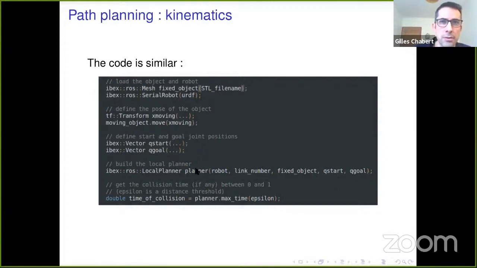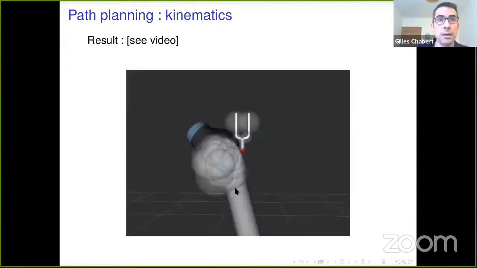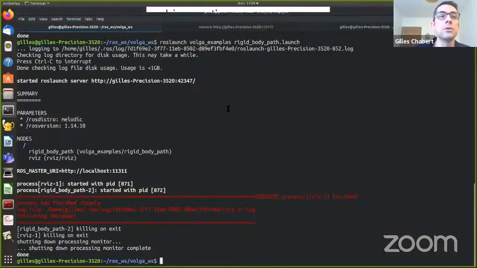And then we call the planner the same way, except that now we feed it with the robot. Again, the fixed object, the starting and ending configuration. Here you have the link number because you can choose to only consider a specific link. But in the final API, if you don't specify the link, then it will consider all the links. And then you calculate the maximal time. And again, I have a demo to show you.